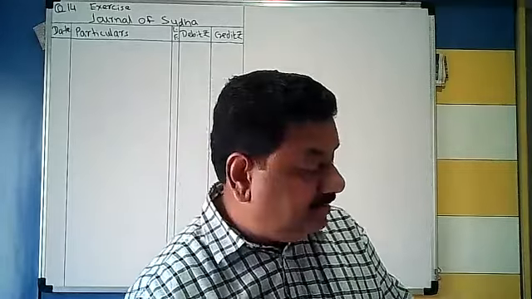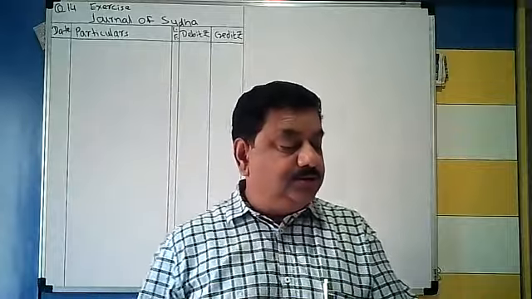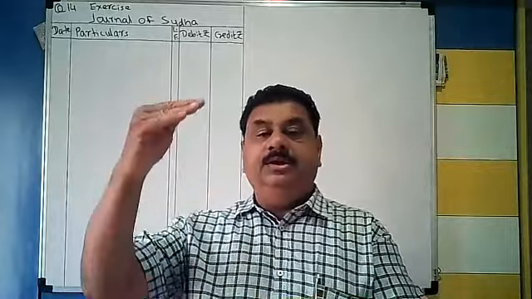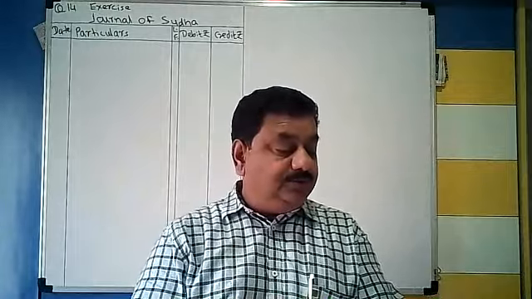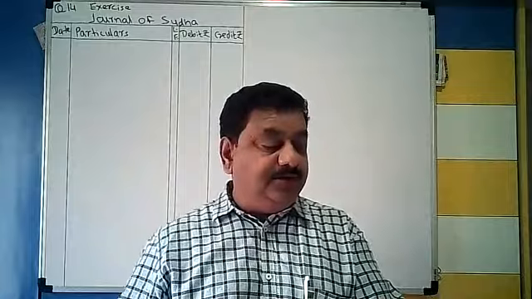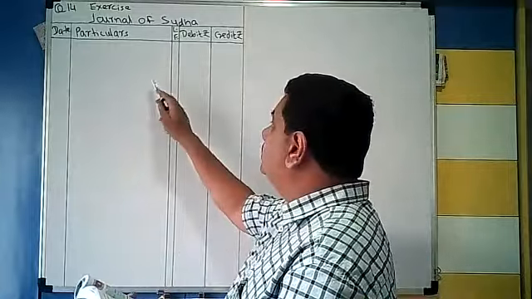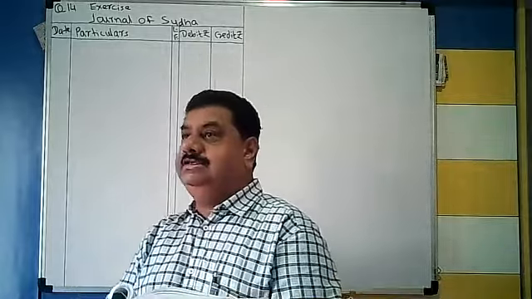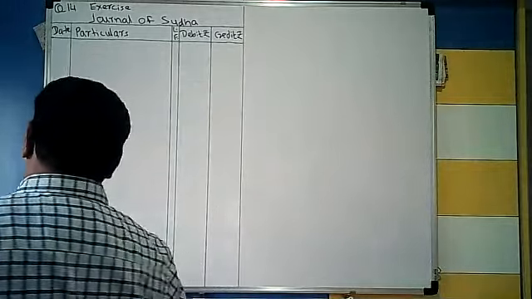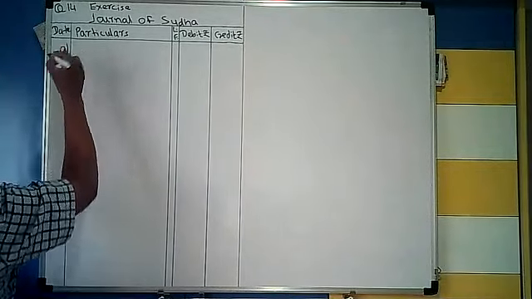Question number 14, page number 308. We are going to solve the problem with the different cases given to you. Question number 14: Journalize the following transactions in the books of Sudha. So please make the ruling in the journal of Sudha. The cases are given to you, and we are going to tackle them one by one: A, B, C, D like this.